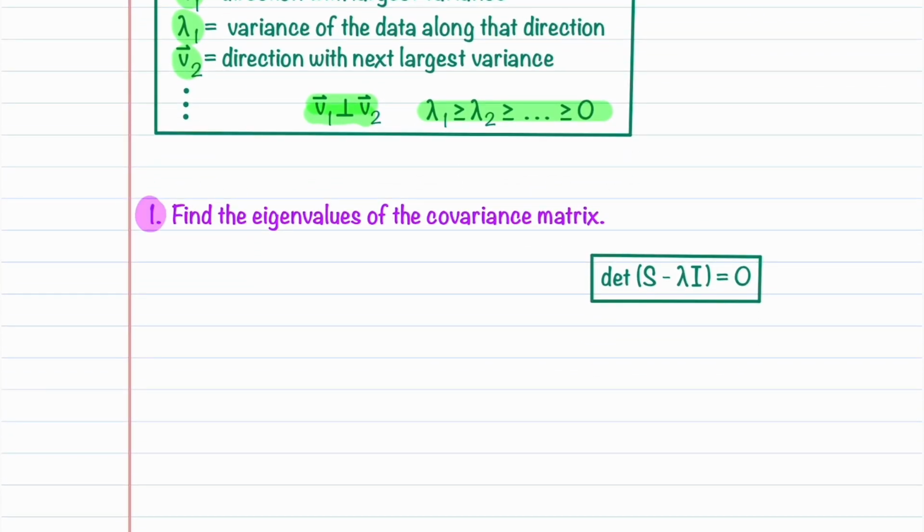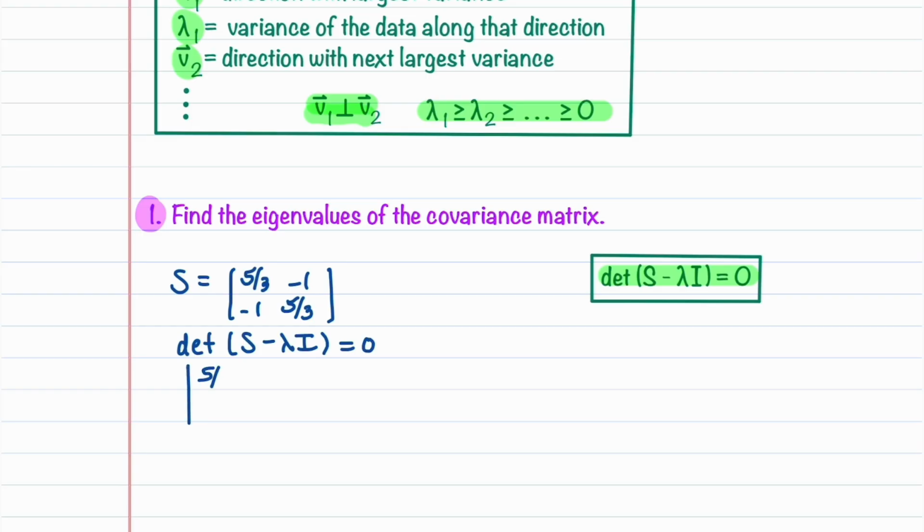We're going to first find the eigenvalues of the covariance matrix because you always have to have the eigenvalue before you can find the eigenvector. Over here on the right, I've written down the formula that we need to follow to find the eigenvalues. Our covariance matrix S is equal to 5/3, -1, -1, 5/3. Our formula to find the eigenvalues is the determinant of S minus lambda I is equal to 0. This means that we are just going to subtract lambda off our main diagonal entries.